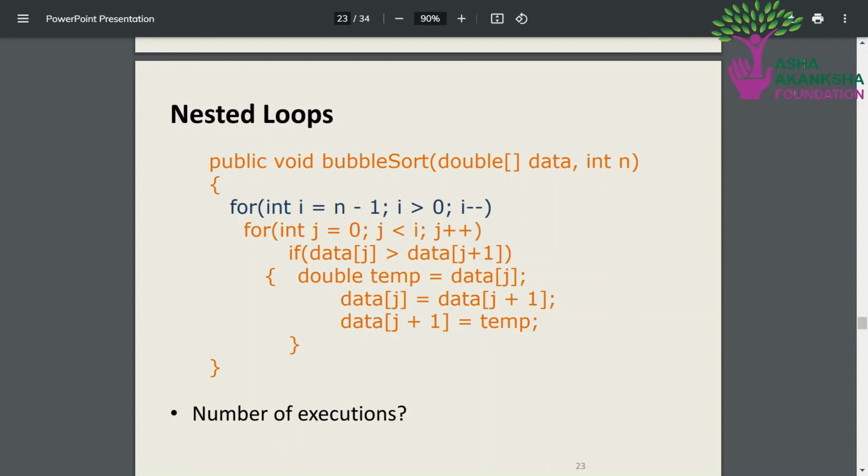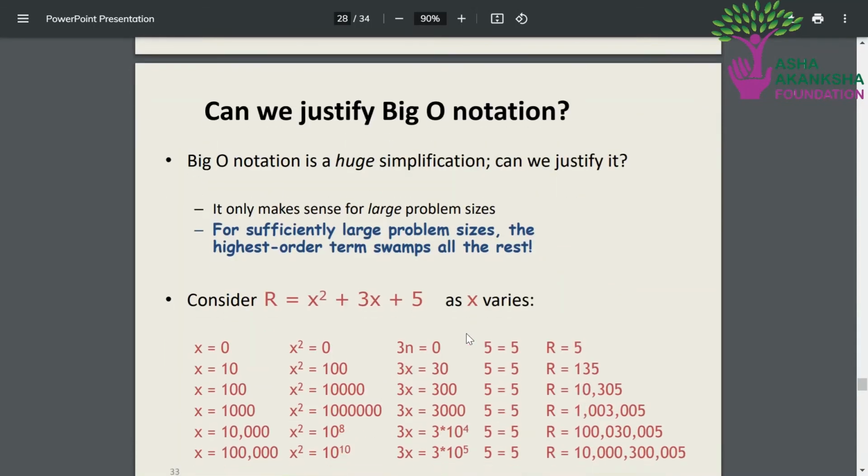So I will ask you a question over here: you have to calculate the number of executions done in this for loop. So pause the video and try to give the answer. Now, till now, you might have got a question in your mind.